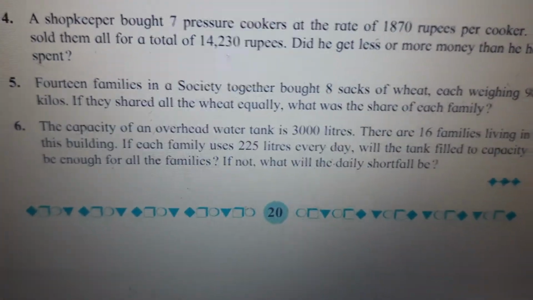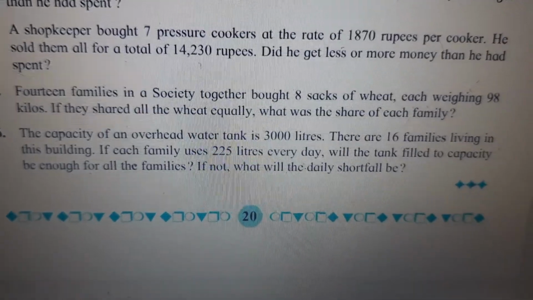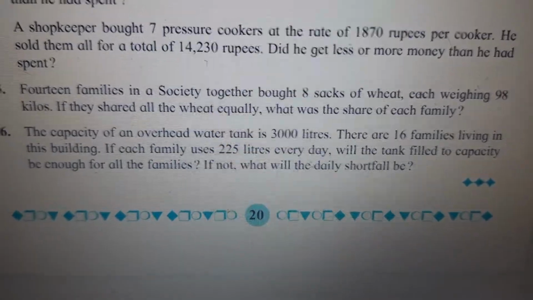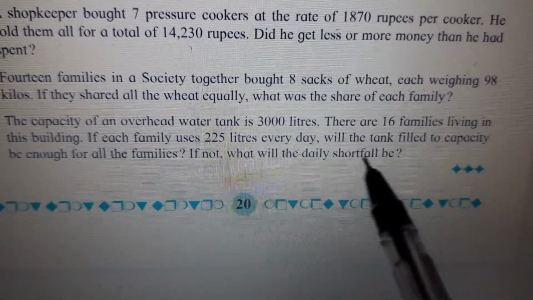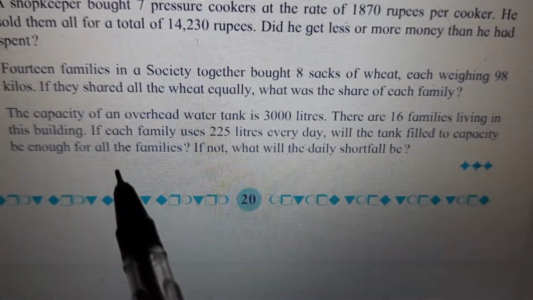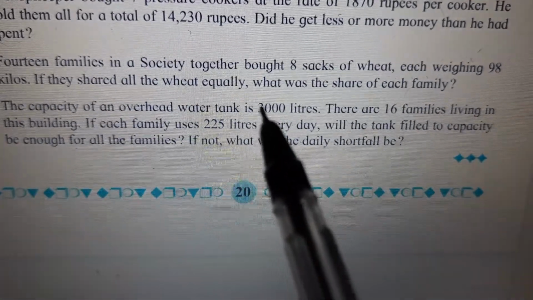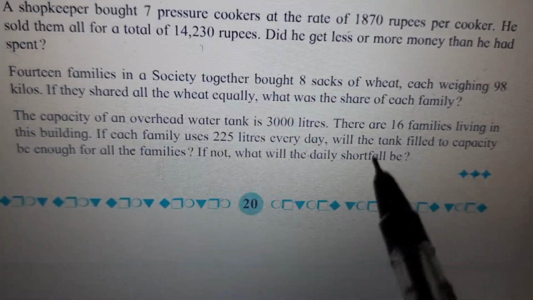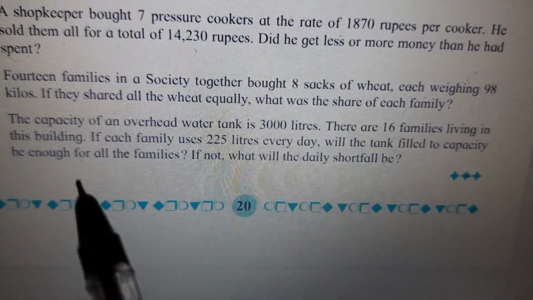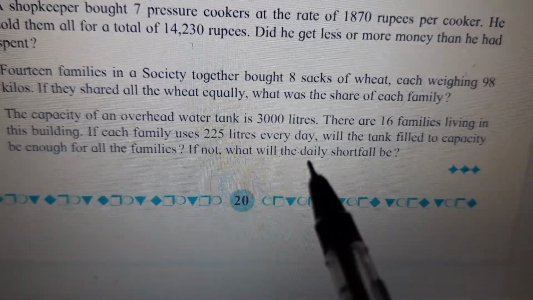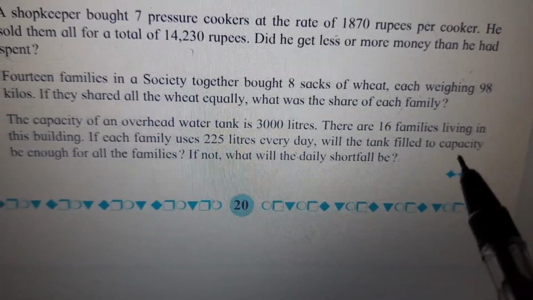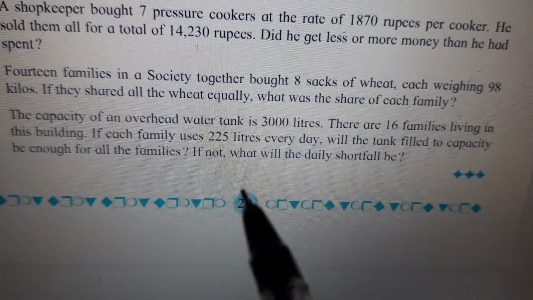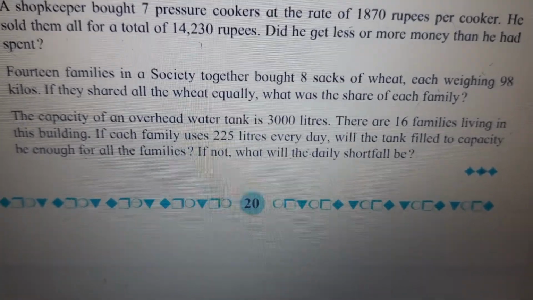Sixth sum. The capacity of an overhead water tank is 3000 liters. There are 16 families living in this building, children. See, capacity of an overhead water tank, 3000 liters. That means only 3000 liters of water you can fill. And how many families? 16 families are staying. If each family uses 225 liters every day, will the tank filled to the capacity, meaning 3000 liters, be enough for all the families? If not, what will be the daily shortfall?